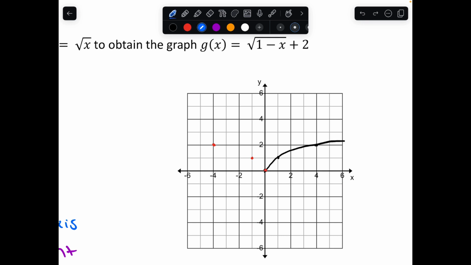Now we're going to take each of these points and shift them 1 unit to the right and then 2 units up. So starting with the origin, we're going to move that 1 unit to the right and then 2 units up. The next point, 1 unit to the right, 2 units up. And then the next point, 1 unit to the right, 2 units up. And now we can sketch our graph.